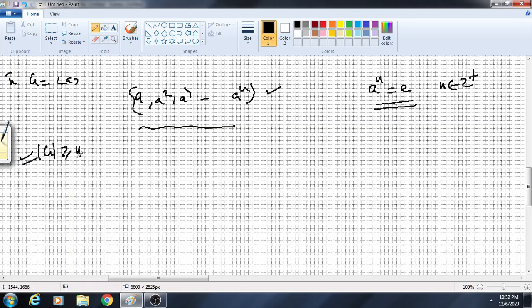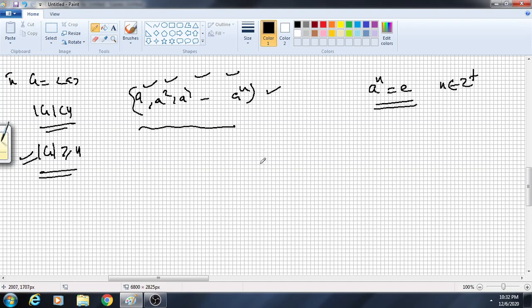We have established that the order of G cannot be less than n. How have we established that? Because all these elements are different and all these elements will be there in G, because G is a group. So the order of G cannot be less than n; it will be greater than or equal to n. Now, how can you prove that it is equal to n?